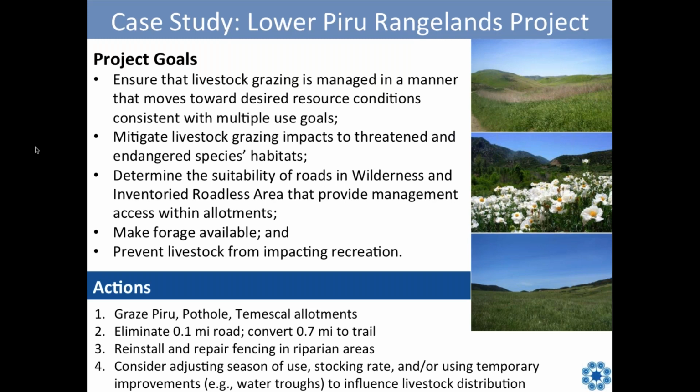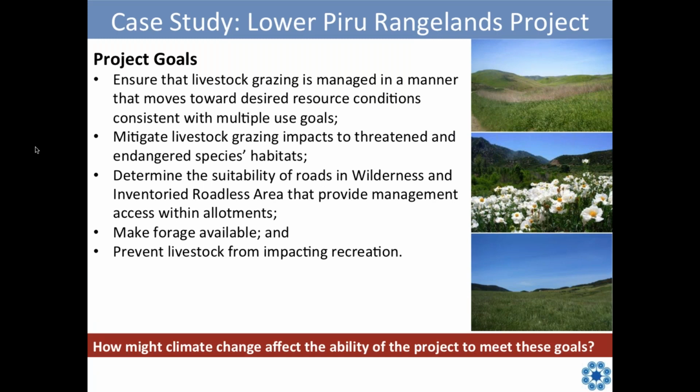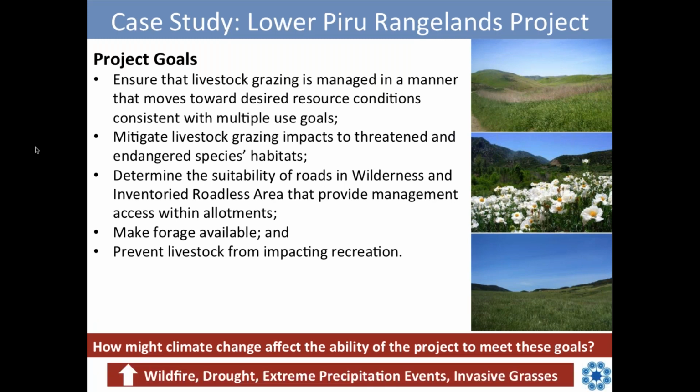It was things like grazing these 3 specific allotments, eliminating road and converting road to trail, reinstalling and repairing fencing in riparian areas, and then thinking about adjusting the season of use, stocking rate, or using temporary improvements to help influence livestock distribution. So when we thought about some of the key climate change vulnerabilities and how it could affect the ability of the project to meet these goals, some of the primary ones that were identified were things like increases in wildfire, increases in drought, increases in extreme precipitation events, and increased invasive grasses.